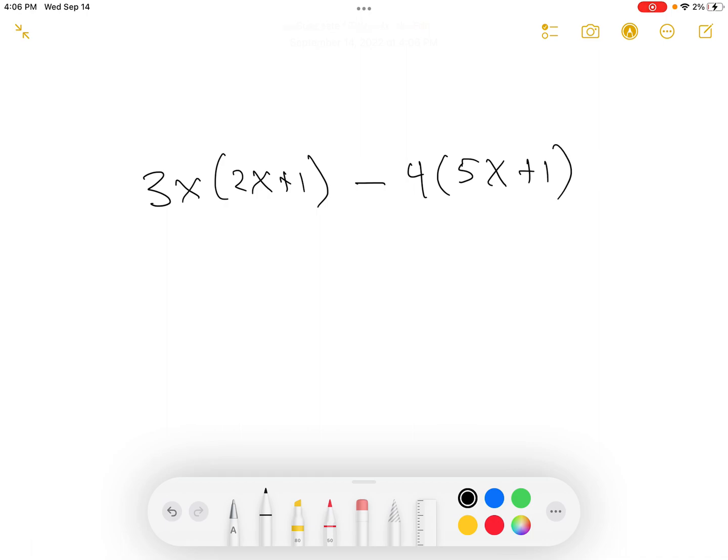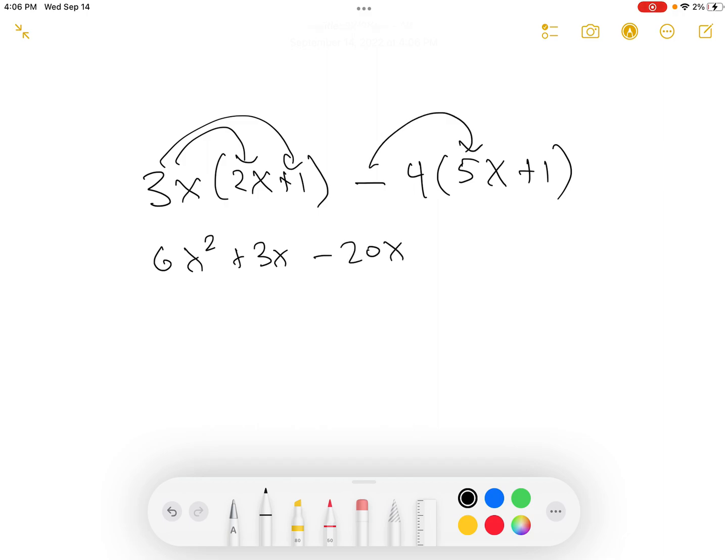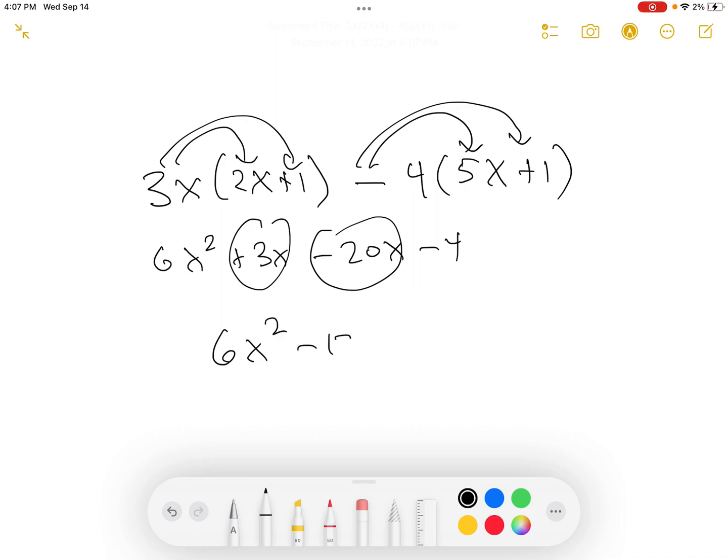Okay, let's do this. So that's going to give us 6x squared. That's going to give us 3x. This is going to give us a negative 20x. This is going to give us a negative 4. So now combining like terms, we have 6x squared minus 17x minus 4.